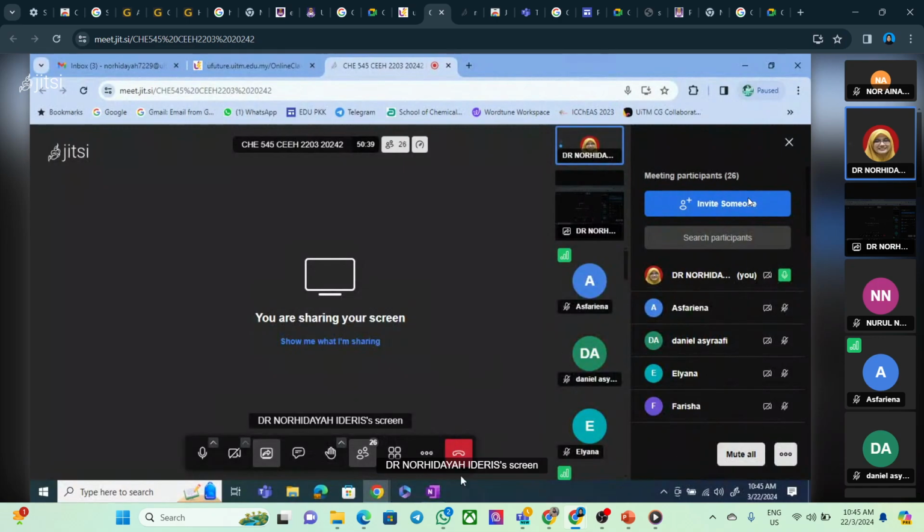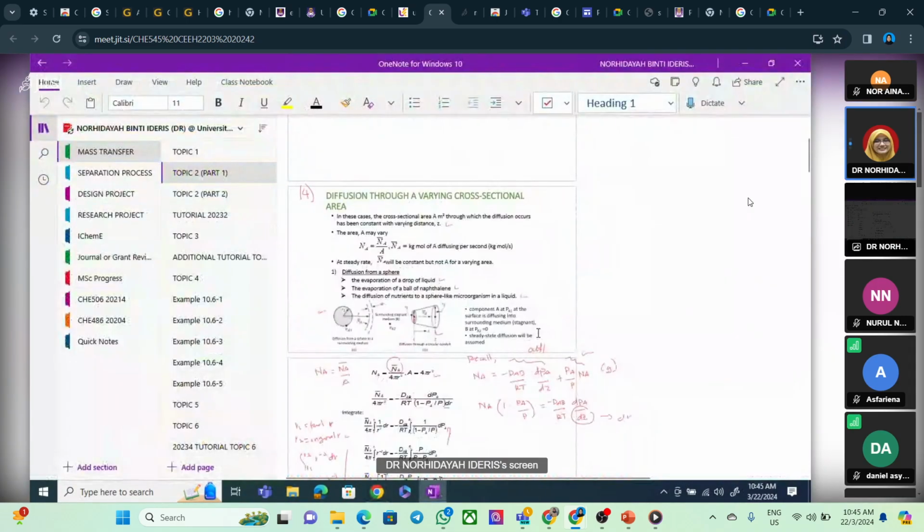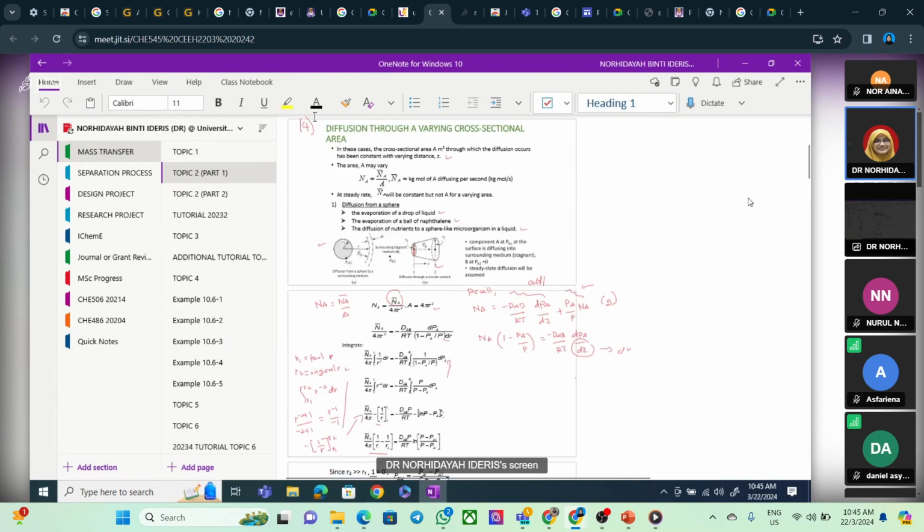Alright, so right now we are dealing with the second case of NA. So dalam syllabus kita, kalau kita nak guna NA tu, kalau equimolar counter diffusion, the notation is JA. Okay, kalau NA, dia either stagnant or diffusing B, or diffusion of component A through a varying cross-sectional area here. Okay, so you can take a look, baca dulu ke slide ni sekejap.